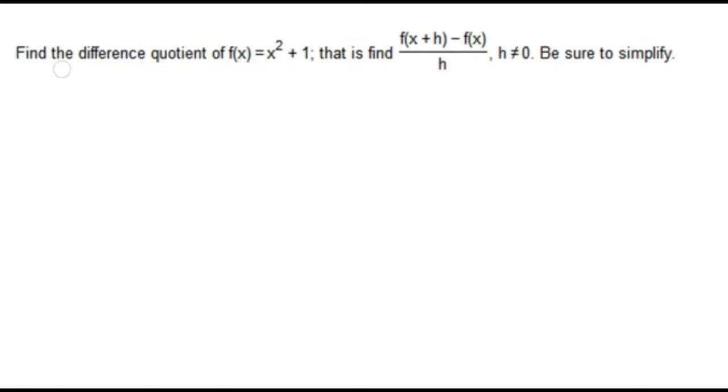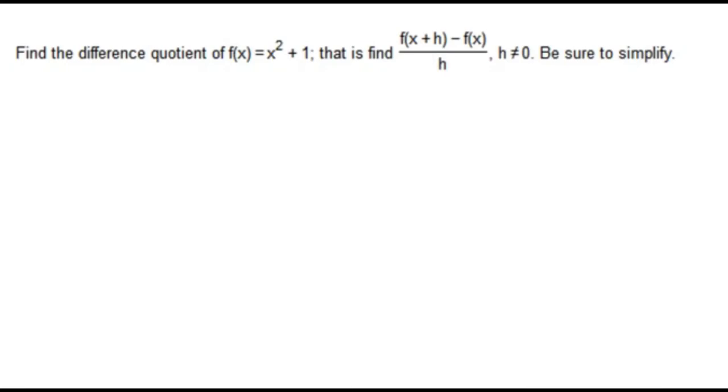On this question, we want to find the difference quotient of f of x equals x squared plus 1. That is, find this difference quotient here. This is the formula for difference quotient, f of x plus h minus f of x over h, where h is not equal to 0, and simplify.